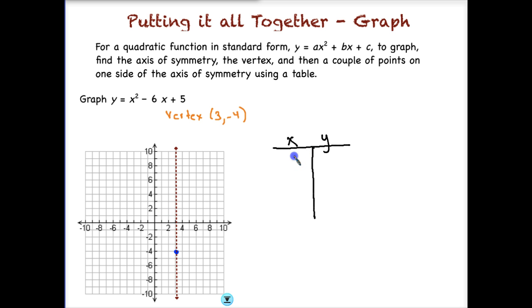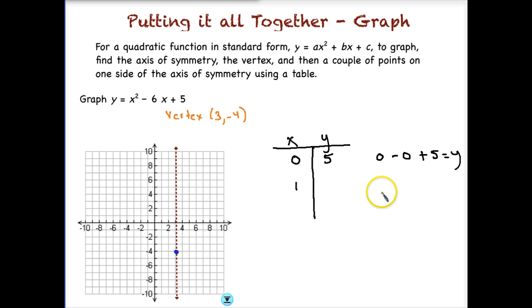So maybe we'll pick 0 and 1. So if we plug in a 0, well, 0 squared is just 0. And 6 times 0 is 0, plus 5. So y would just equal 5. And see how nicely that comes out if we can choose 0.